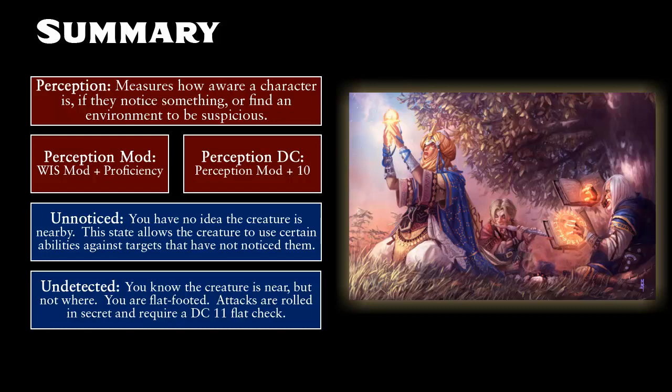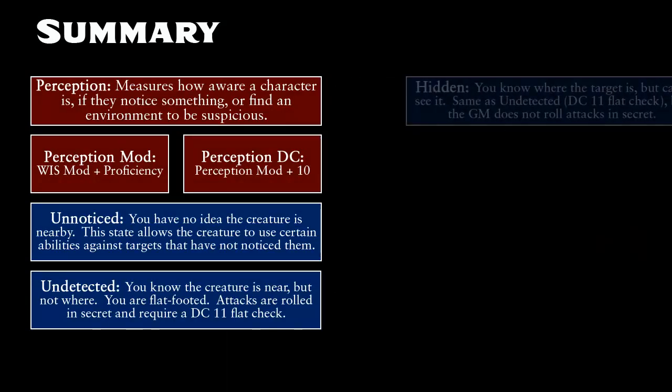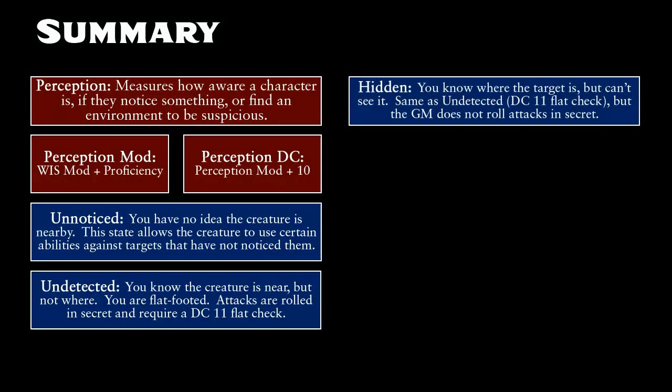And note that flat checks are not required for area effects like, for example, a fireball spell. The next state of awareness is called hidden. When a target is hidden from you, you know exactly what space they are in, but you cannot see them. The hidden condition works exactly like undetected, except the player rolls their own attacks and the DC 11 flat check instead of the GM rolling those in secret.